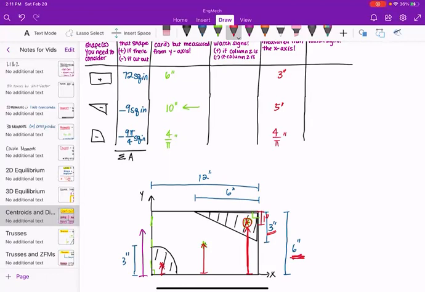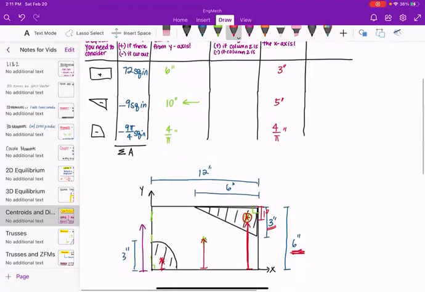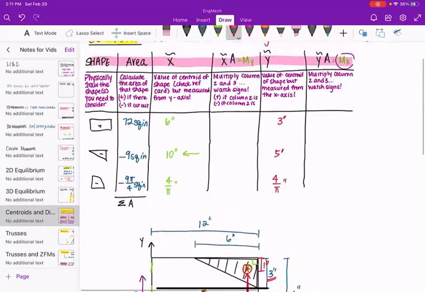So with these, remember that you always want to measure it from the axis. That's the part where people make mistakes. And then for the other two columns, you multiply the value you got for x tilde times the area. So here it would be 6 times 72. Here it would be 10 times -9. And then here it would be 4 over pi times 9 pi over 4. So actually that cancels really nicely. So this one is -90.